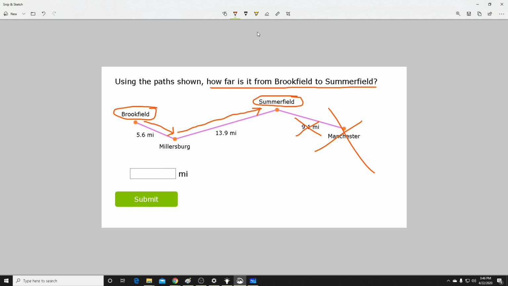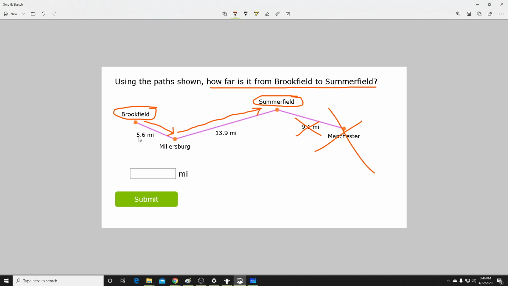Always take these checks here at the start. Read through the question 2, 3 times, however many times it takes. Look at the picture. Figure out what you need, what the question's asking for. Get rid of what you don't need. Make a plan. Solve it. And then, very importantly, check your work.